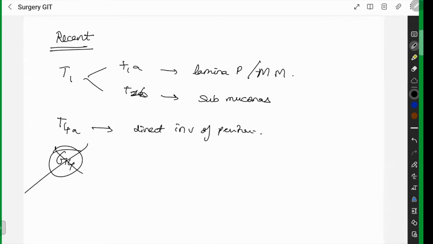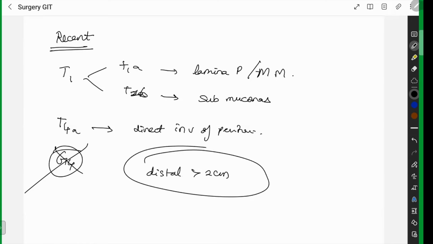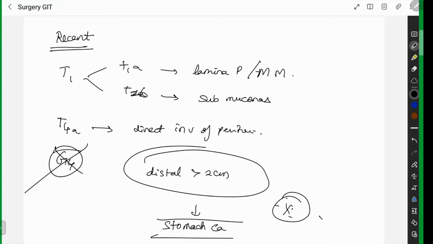Cancer of the esophagogastric junction that have their epicenters within proximal 2 cm are staged as esophageal cancer. Those with epicenters more than 2 cm distal to the esophagogastric junction are staged as stomach cancer, even if the esophagus is involved. So when the distal end is more than 2 cm, even though your esophagus is removed, you take it as a stomach cancer. This is what Bailey and Love tells. Okay, so in the end point, you need to understand these are the recent advances.